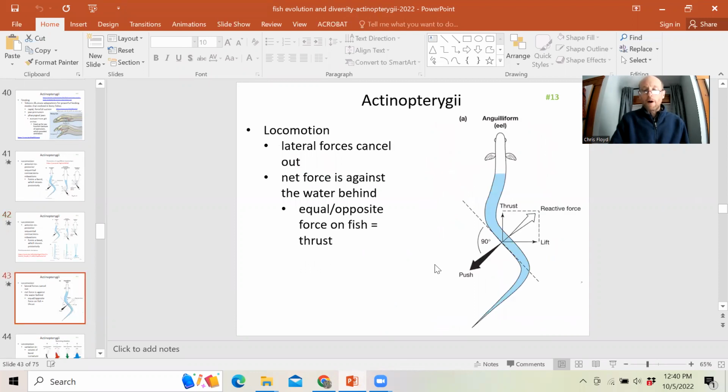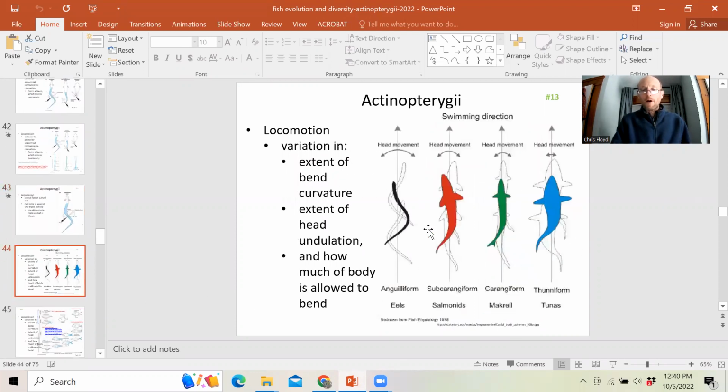So fish differ in how much of the body is contributing to this. There are different terms for them. Anguilliform has a strong head movement. In the case of salmonids, there's also strong head movement, called subcarangiform. The carangiform has not much head movement. You can't even see it. That's a good thing, not having to move your head as much. And then the thunniform, the tuna form, is where the head hardly moves at all.